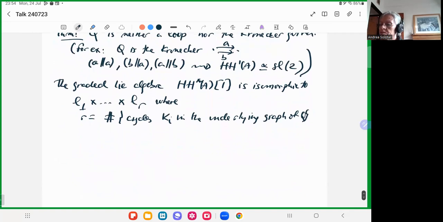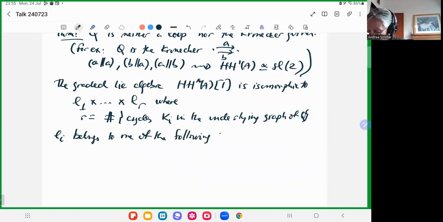The description is as follows, and it depends on the configuration of the cycle, okay? So the idea is the following. Let me just look at it. Yeah, we have 4 types. Li belongs to one of the following 4 types.